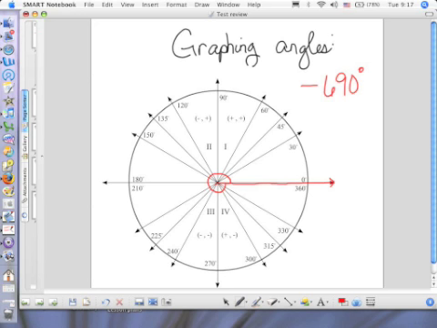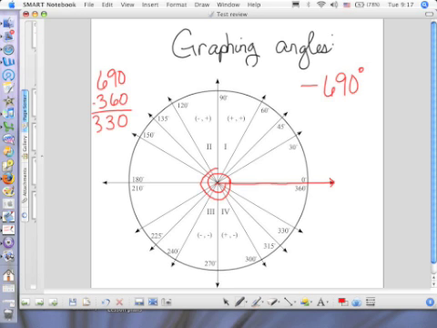Now, it's not another whole circle, is it? Because that would be 720. So what's left from 690 and 360? How much more do I need to go? 330 degrees. All right? This is 90. This is 180. This is 270.